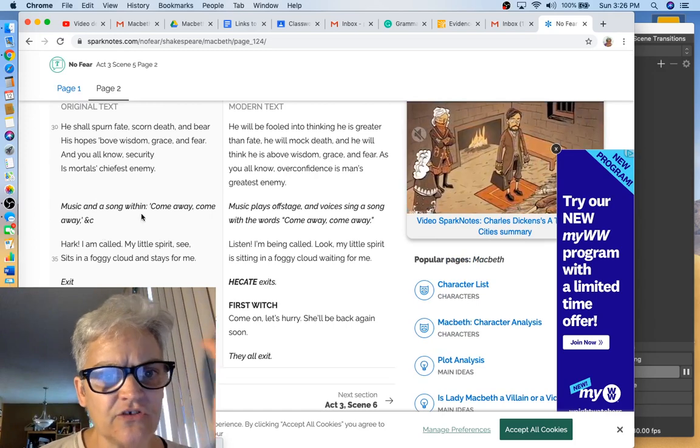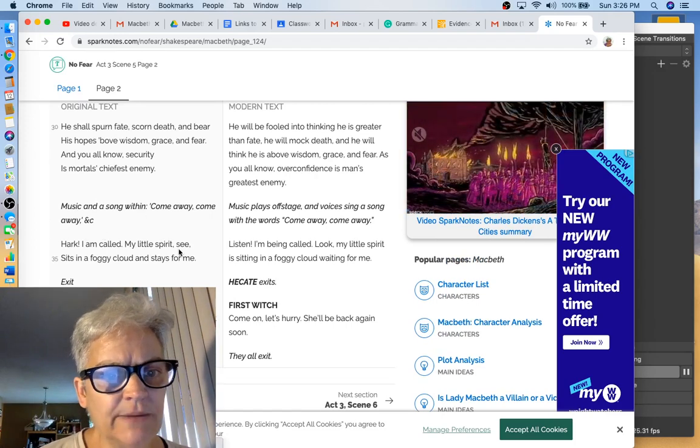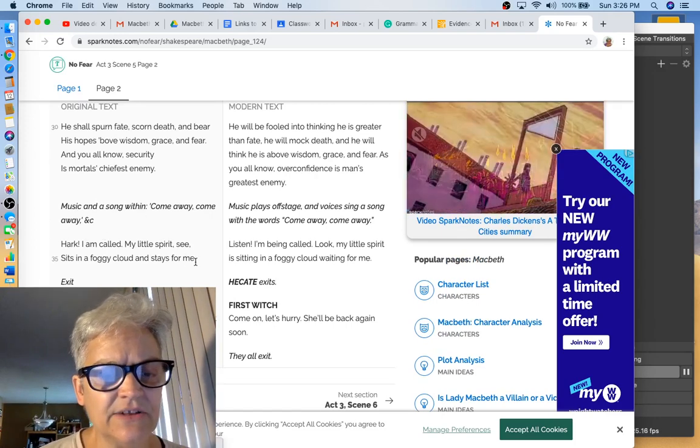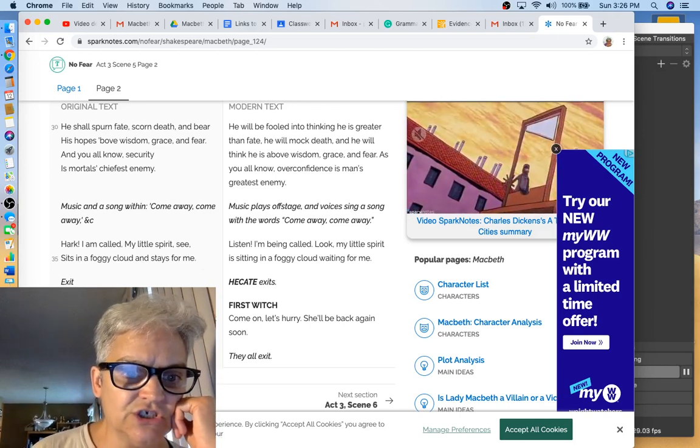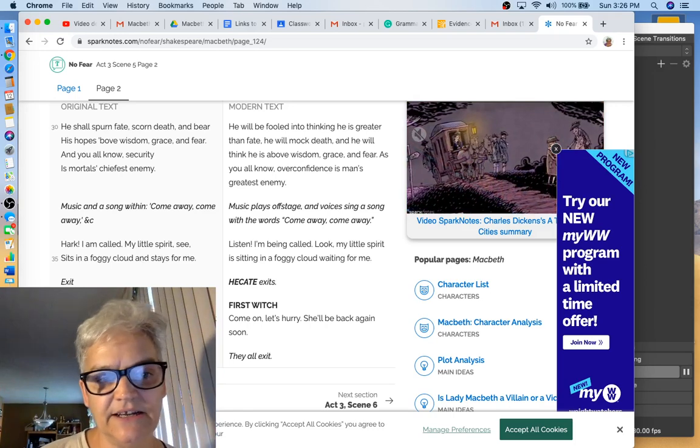And there's music and a song within. "Hark, I'm called. My little spirit sits in a foggy cloud and stays for me. So now I'm leaving you, goodbye. Come, let's make haste, she'll soon be back again, so let's get out of here before she returns."